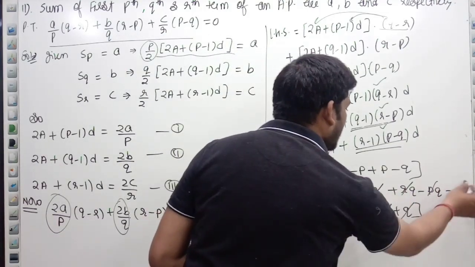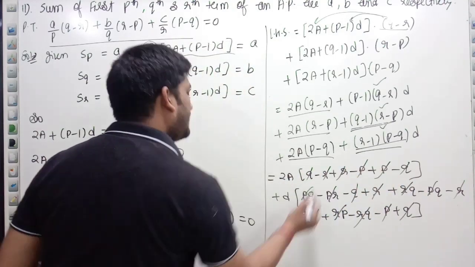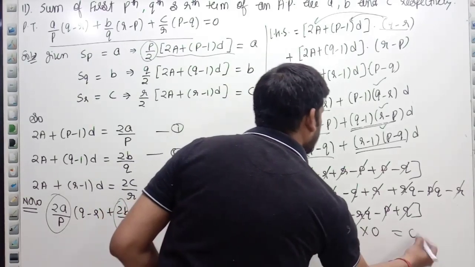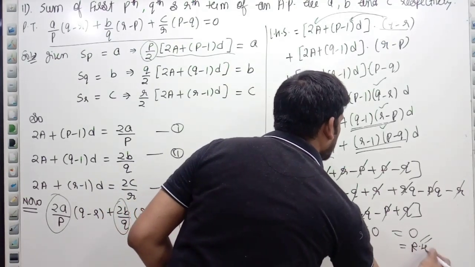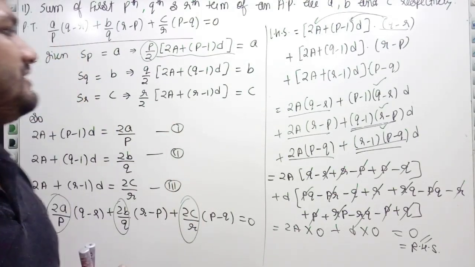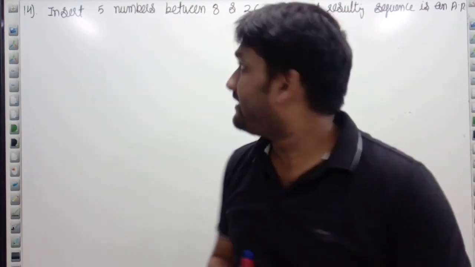rq, rq, r will cancel out. Here also q, q, p, p, r means 2a into 0 plus b into 0, that is whole equal to 0, that is equal to RHS, and this is what we need to prove. Hence proved. Now next question is question number 14, right?